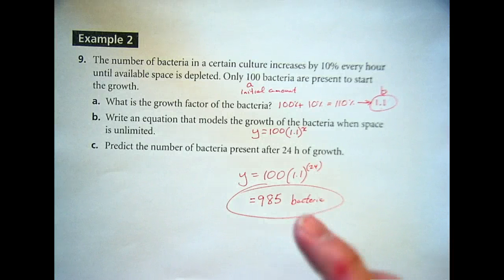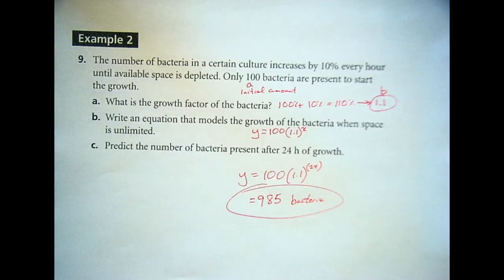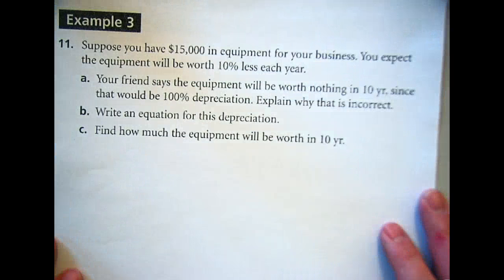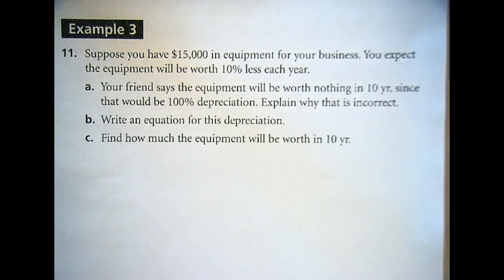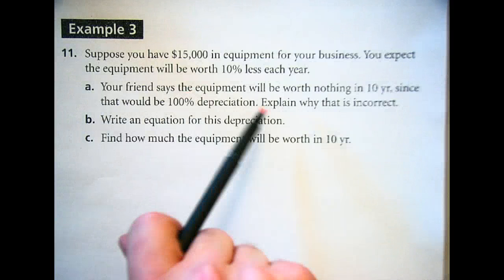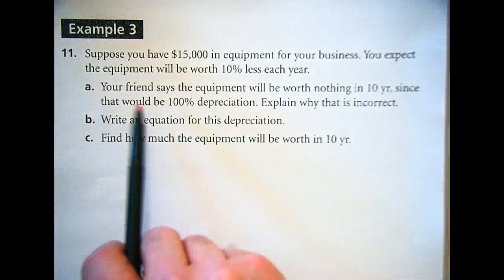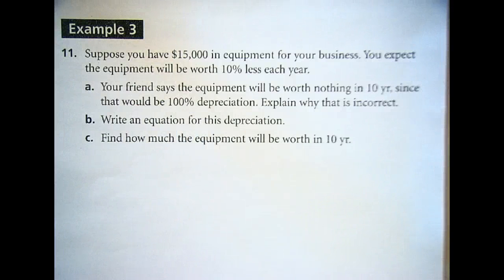Okay. I want you to take a look at number 11. Read through that one. Do your best to go through it with your groupie there. Very good. So suppose you have $15,000 in equipment for your business. You expect the equipment to be worth 10% less each year. Your friend says the equipment will be worth nothing in 10 years since that would be 100% depreciation. How are they incorrect? Jordan? Because exponential decay never actually hits 0. It just gets infinitely closer to 0, but it still keeps curving off. Good. It never actually hits 0 when you're decaying.